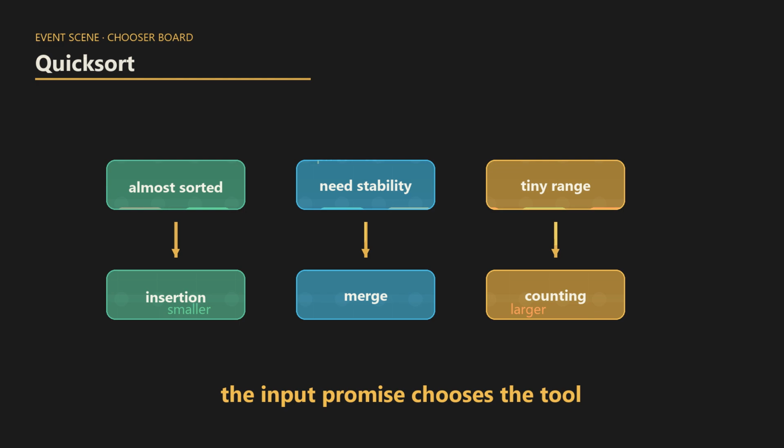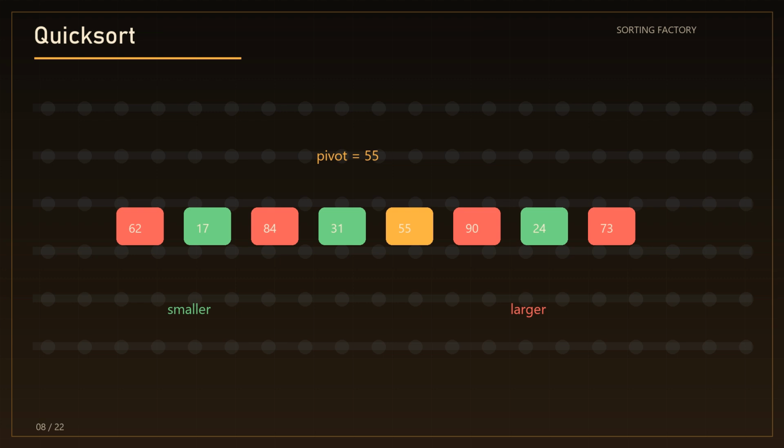Quicksort takes a more aggressive route. Pick a pivot. Move smaller items to one side and larger items to the other. Then repeat inside the two sides. The pivot does not need to be perfect. It just needs to avoid being terrible again and again. If the pivots are usually good, Quicksort is beautifully fast in practice. If the pivots are terrible, the split can become badly unbalanced, almost like peeling off one item at a time.